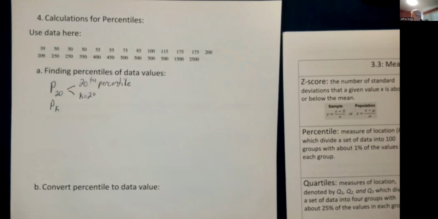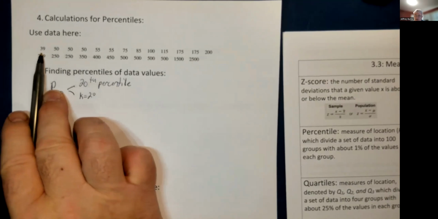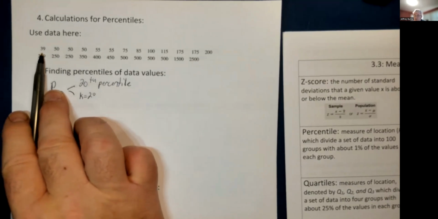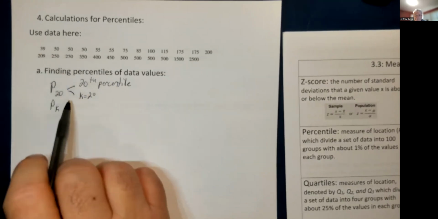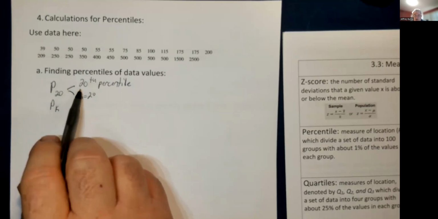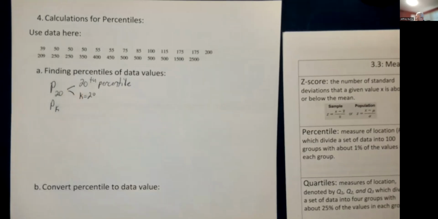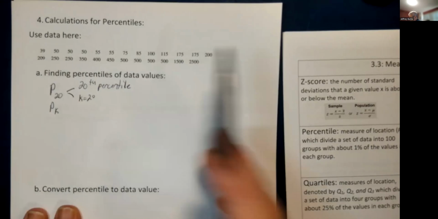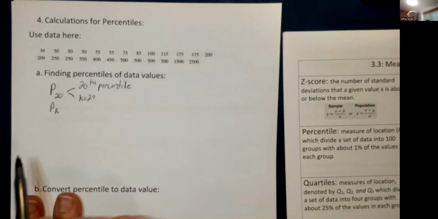So for example, for someone that scores like 39, that's like the first percentile, the lowest percentile you could be, because no one's lower than the 39. But we want to find what score corresponds to the 20th percentile. Whatever these are, I will just say that they're scores. So we'll figure out which of these data values represents the 20th percentile.